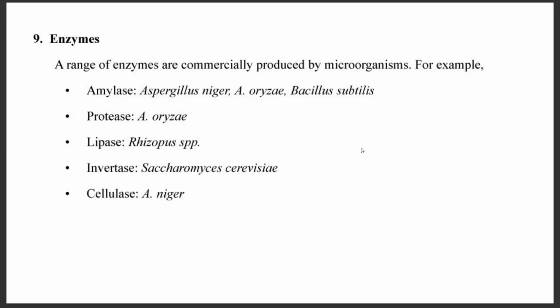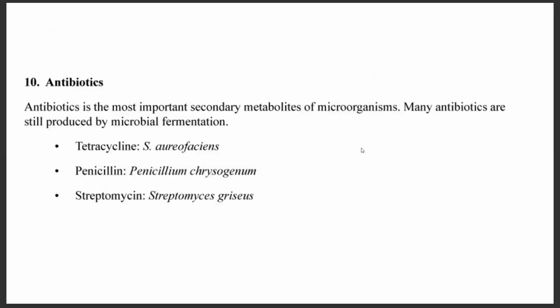Then antibiotics. Right? Antibiotics are secondary metabolites of microorganisms, produced by microbial fermentation. The tetracycline, penicillin, streptomycin we learned earlier. The tetracycline is produced by S. aureofaciens and penicillin by Penicillium chrysogenum. It is a fungus, and streptomycin by Streptomyces griseus. So, tetracycline, S. aureofaciens; penicillin, Penicillium chrysogenum; streptomycin, Streptomyces griseus. Penicillium is a fungus, right?